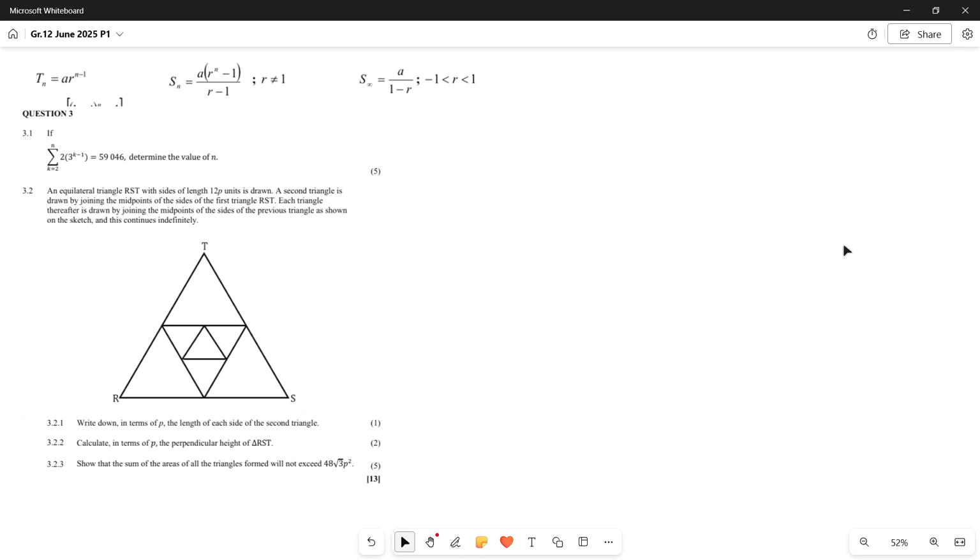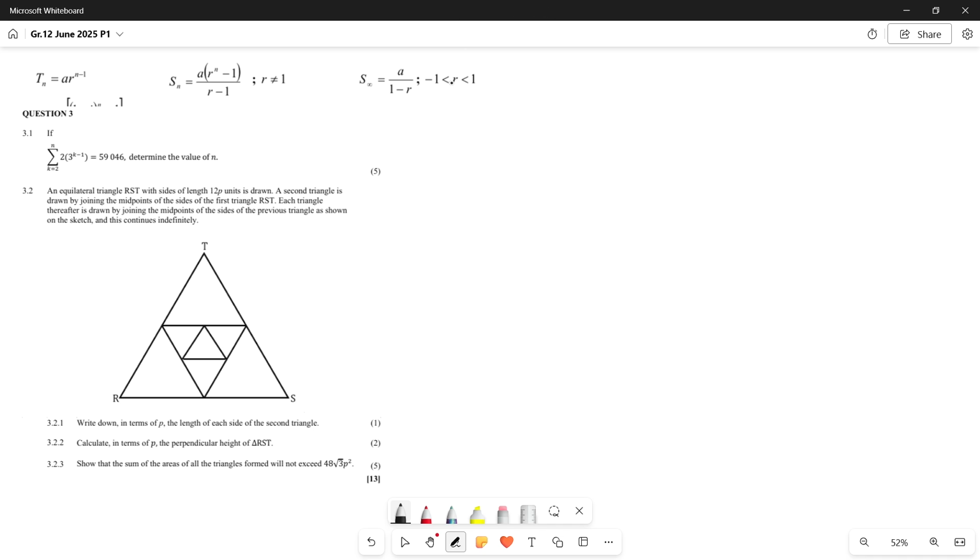So question 3, we have our sequences and series question over here. This usually has to do with some sort of sigma notation as well as some sort of problem solving. Also to do with sum of infinity or something along those lines. So question 3.1, if we have sigma, k equals 2, n is the number over there. We have our geometric equation here and it equals this value. Determine the value of n.